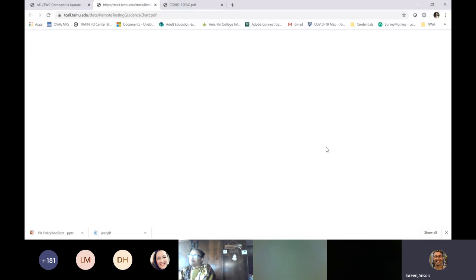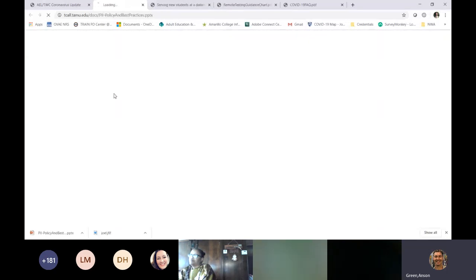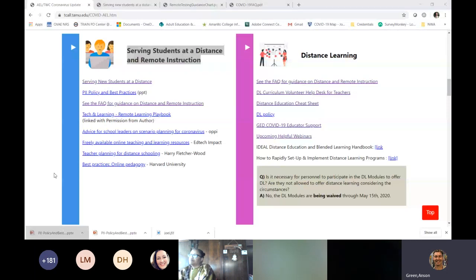And here you can find the guidance document on serving new students. This goes through many of the topics we'll talk through today. And then the PII document I mentioned, it downloads here in your tray, and this is related to best practices in protecting information for students while you're working with them at a distance. And then some other nice pieces of information there for you. So check that out as you work on this topic and start to develop your local policies.